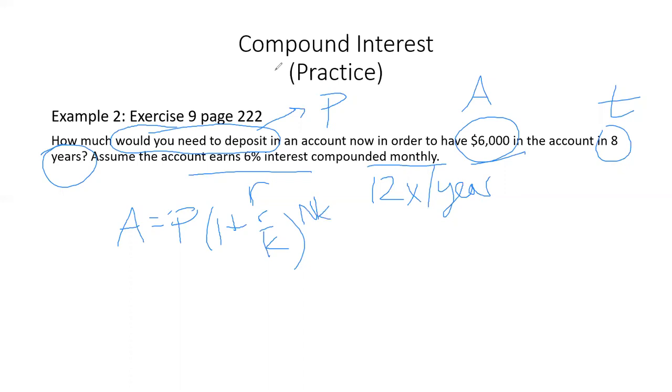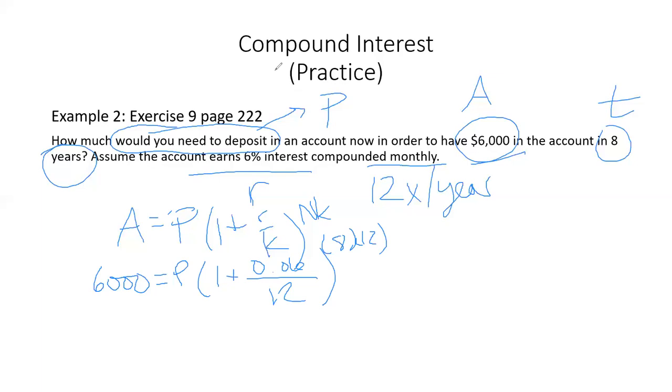I'm going to substitute in what we know here. So I know that I want a final amount of 6,000. I know I'm looking for how much I have to deposit. Our rate is 6%. K, it asks for the number of times it's compounded a year. So this is 12. We have 8 years, and then again, that value of 12.